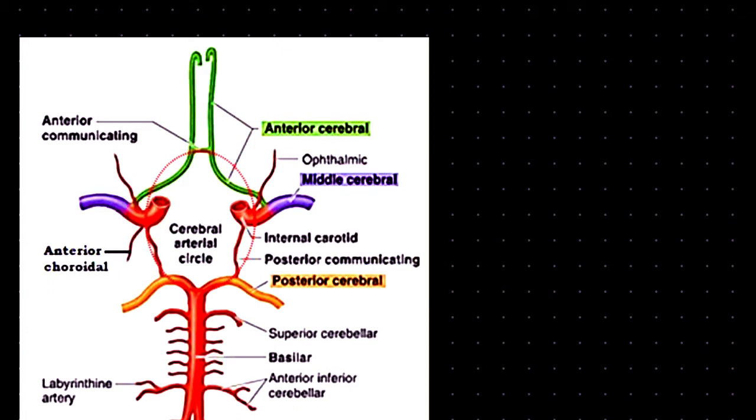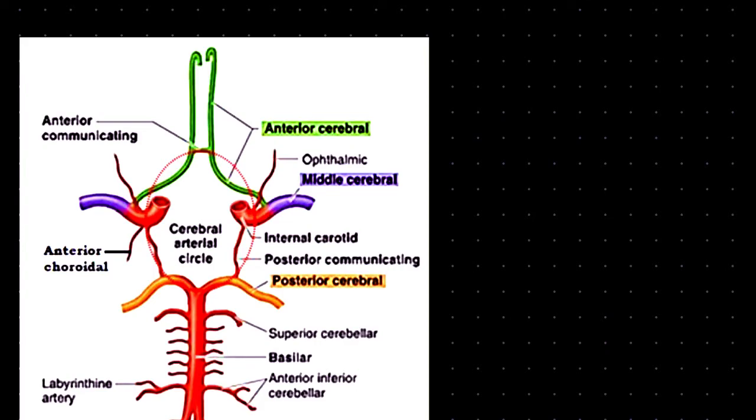Again let's repeat. This is anterior cerebral artery. What is this? This is our ophthalmic artery. This is middle cerebral artery. What is this? This is anterior choroidal artery. What is this? This is our posterior communicating artery. So these are the branches of our internal carotid artery.